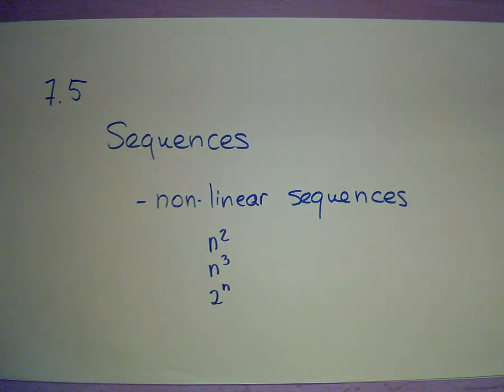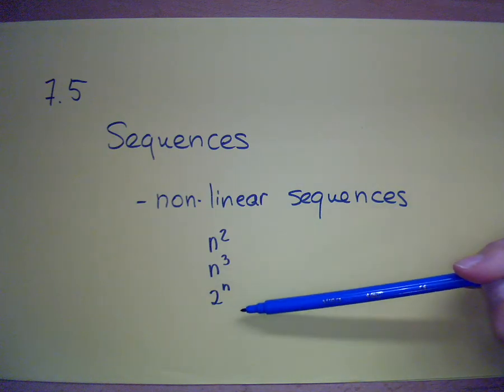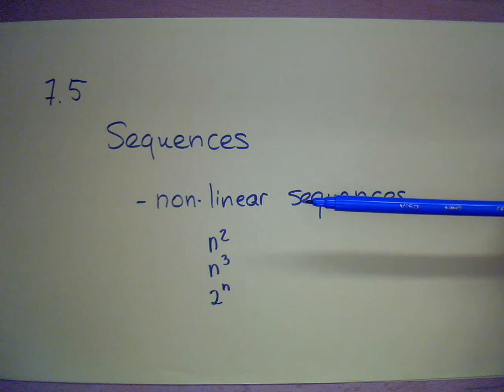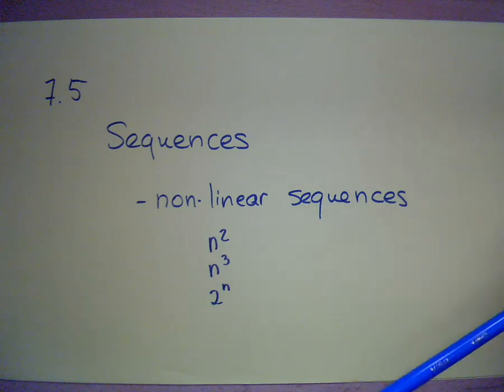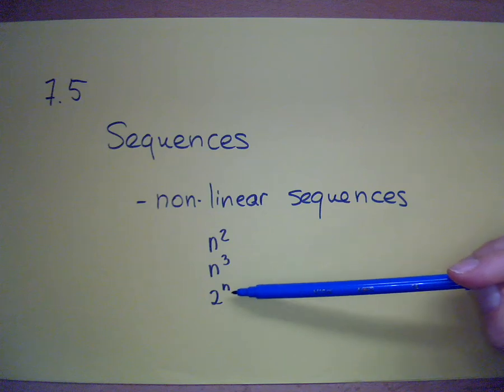Section 7.5 is on sequences again, but now I'll show you nonlinear sequences. I'm going to give you some examples of sequences that are not linear, such as n squared, n cubed, or even when n is the exponent itself.